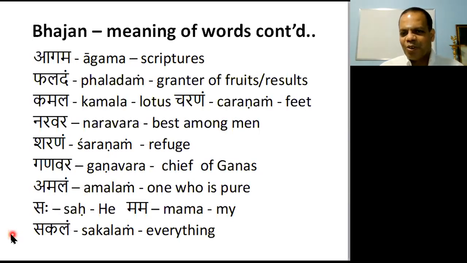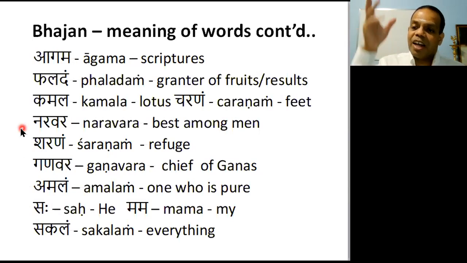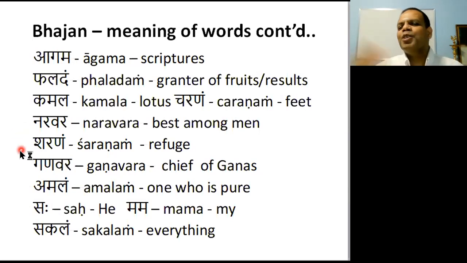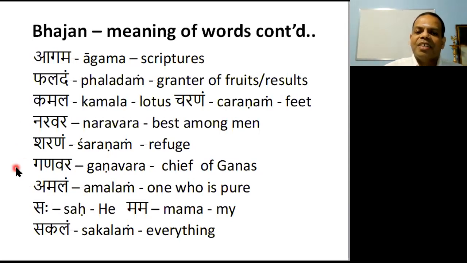Kamala Charanam. Kamala is lotus, Charanam is feet. His feet are like the lotus, his lotus feet. Nara Vara means among the men, the best of men, take refuge in you. All those who take refuge, surrender to you, are the best of men. Nara Vara Sharana. Even the best of people have to take refuge only in you. That's Ganesha. Ganavara Amalam. Ganavara, he is the best of Ganas. That's why we call him Gananatha, Ganapati. Means he is the Lord of all the Ganas, the chief of Ganas. Amalam, one who is without any blemish.